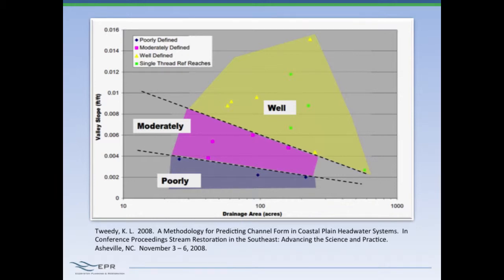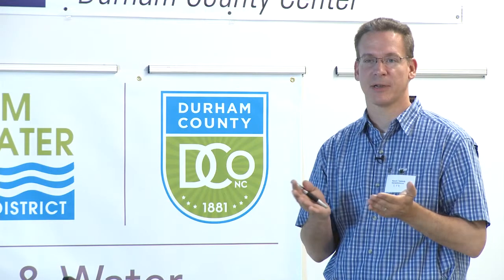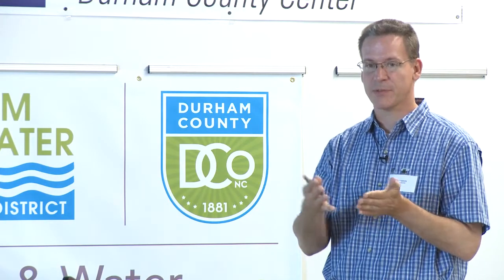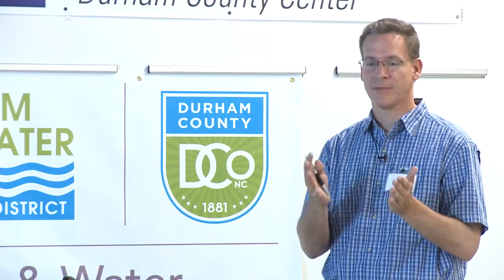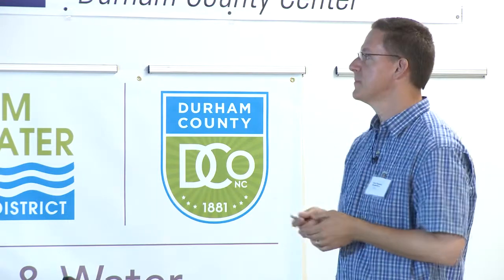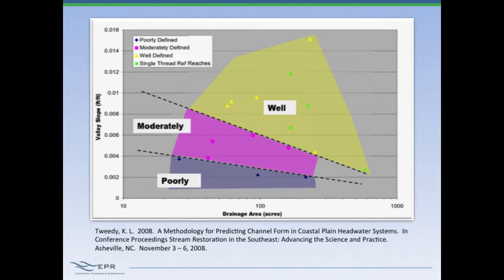Down here at the bottom, we've got what we call poorly defined systems. These are wetland systems in a defined valley that definitely exhibit flow, but don't necessarily have well-defined channel bed and banks. They may not have them at all, may have them in some places but not in others. There's really not a defined channel that you could point to.